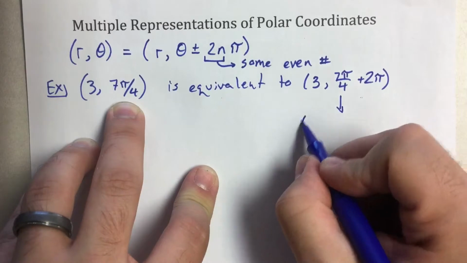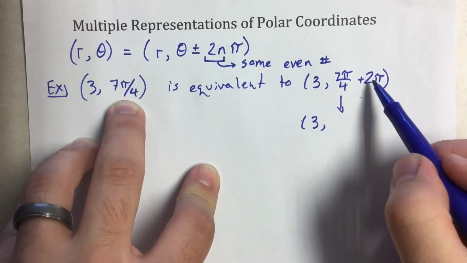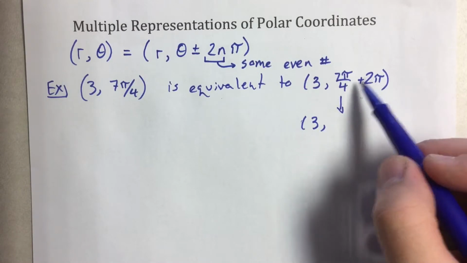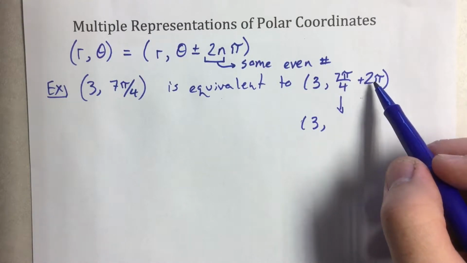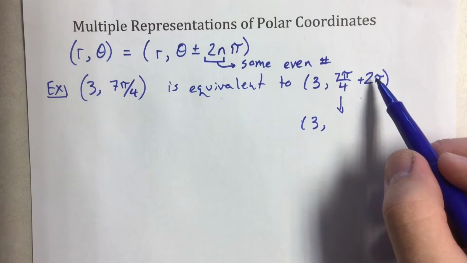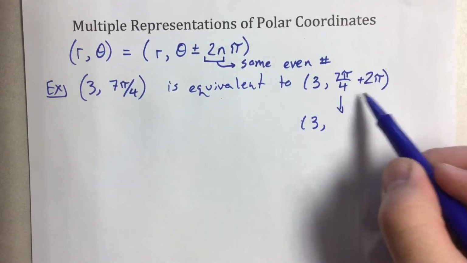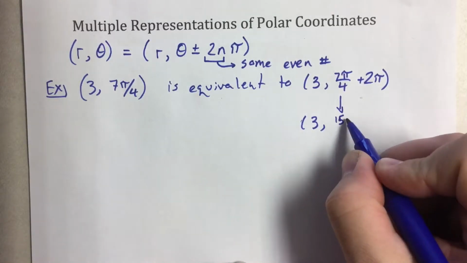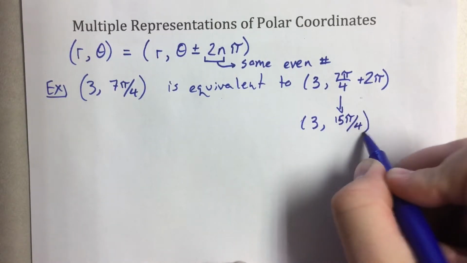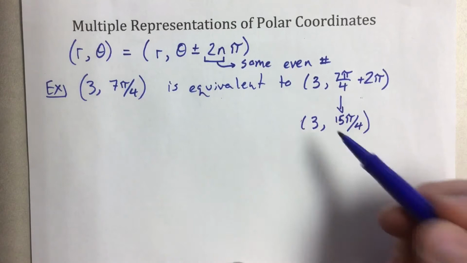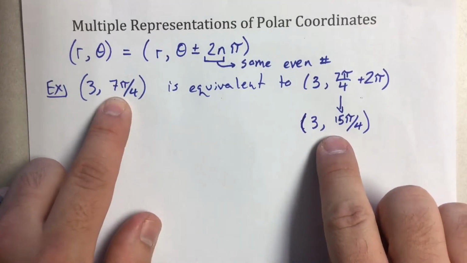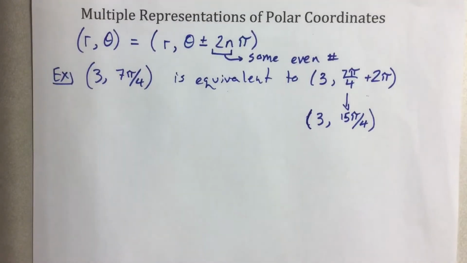So this comes down to 7 pi over 4 and 2 pi over 1. To get a common denominator, 2 pi would be 8 pi over 4. So 8 pi over 4 and 7 pi over 4 is 15 pi over 4. So these 2 points represent the same position in the polar coordinate system.